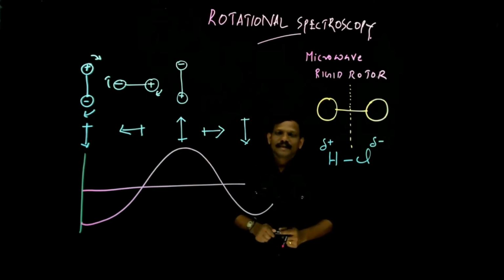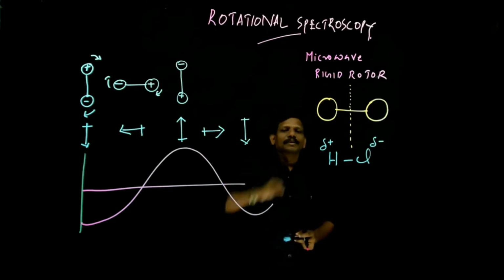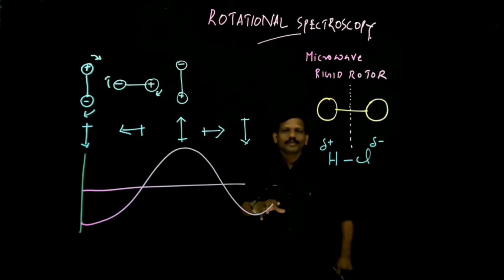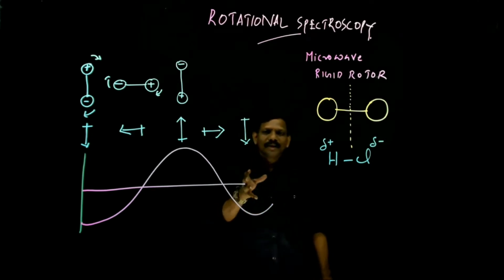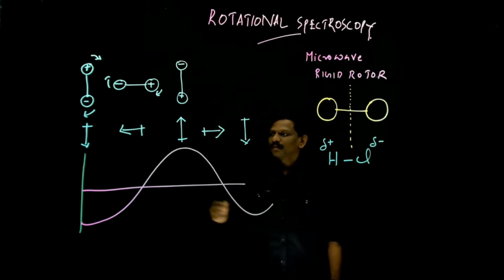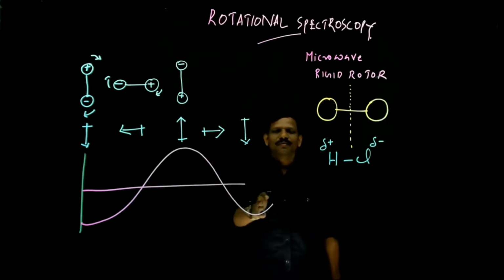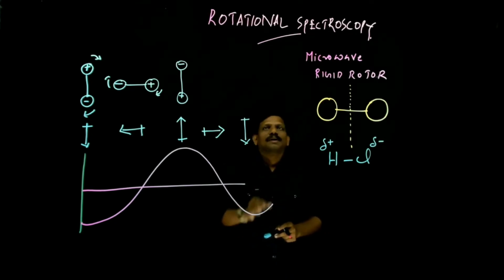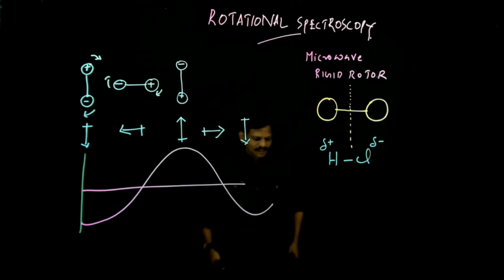This electrical signal, actually the rotation, is caused by the microwave. The electric field of the microwave will make the dipole rotate. So that will cause the production of signals like this. This is the origin of rotational spectroscopy.